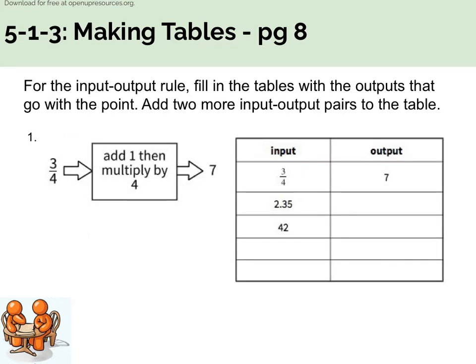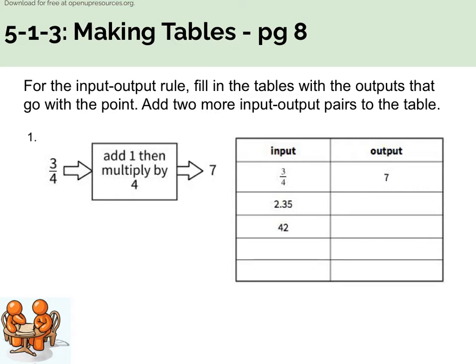All right, on page 8, here is number 1. We have 3/4, and then we're going to add 1, then multiply by 4. So we have 3/4 we're going to put in there, and then 2.35, and then 42. You can also put extra numbers, your choice, down here. So you do your input, and then we're also going to do the output. So we're going to do the 3/4. They had 3/4. Their final output number is 7. So let's actually do what it asks us to do.